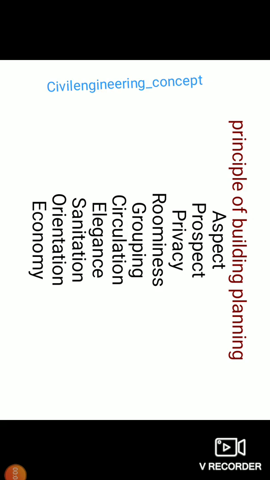So today's topic is the principles of building planning. There are mainly 9 principles. Actually, these are just guidelines for the planning of the building to suit their functional requirements. These are not rules. So: aspect, prospect, privacy, roominess, grouping, circulation, elegance, sanitation, orientation and economy.